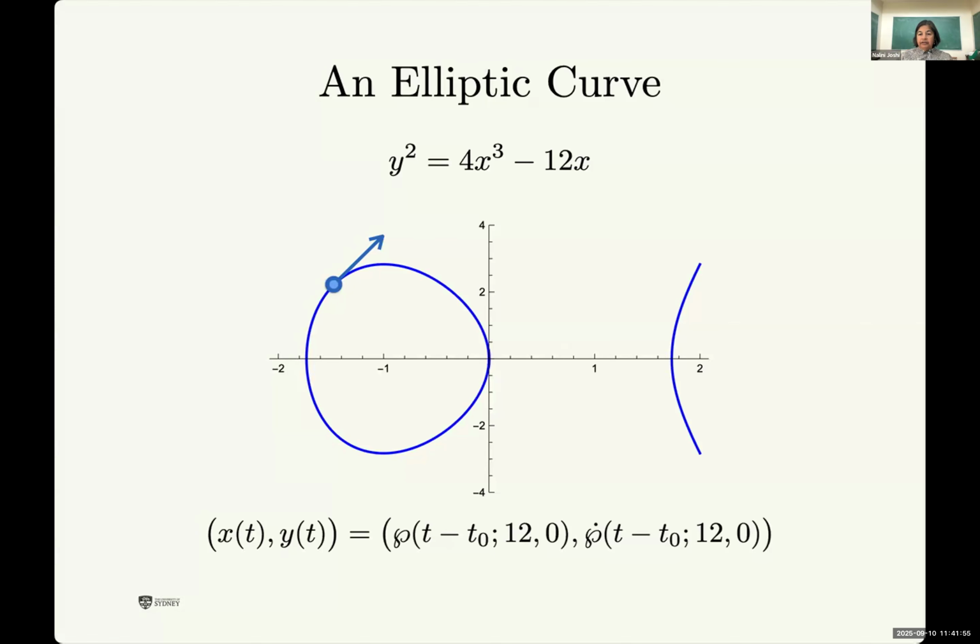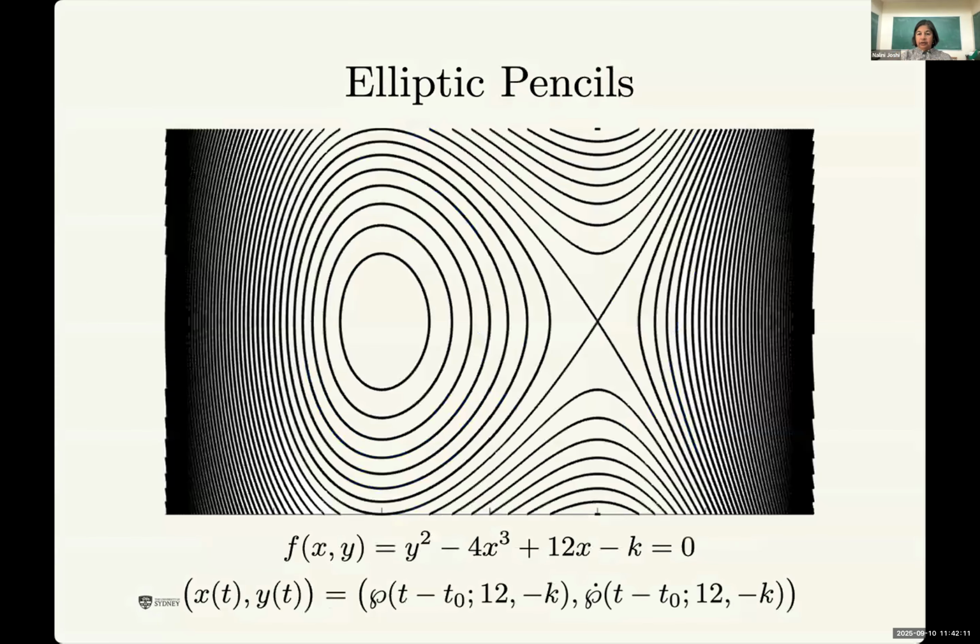So suppose I don't just stick to one such curve, but I now think about bringing in that third parameter, G3, and allowing it to be free while the component that I'm showing you here stays the same. When I do that, I get what's called a pencil of elliptic curves.